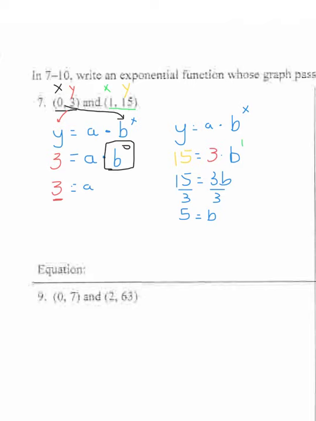And let's put that in a different color. Let's say black. Okay. So those are the 2 things that we need. We need the a, the initial value, and then the growth or decay factor, which is going to be b. Put that together for our equation. So y equals a, which is 3, times b, which is 5, to the x.